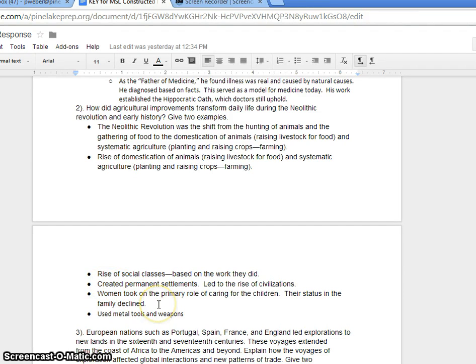And then we see that women actually lost status in society. Previously, it was a 50-50 contribution to the food for the family, and now that women aren't doing gathering, their primary role is to care for the children. So we see that their status actually declined.